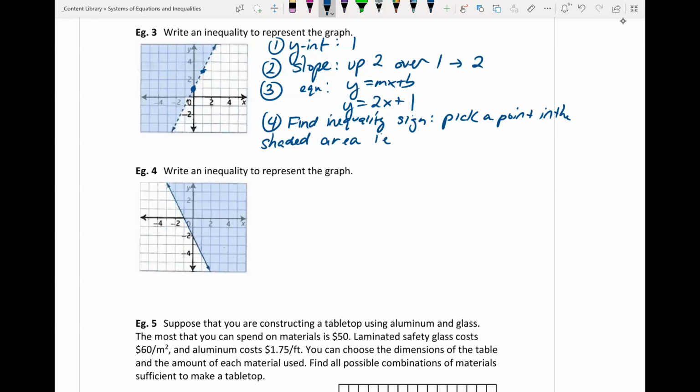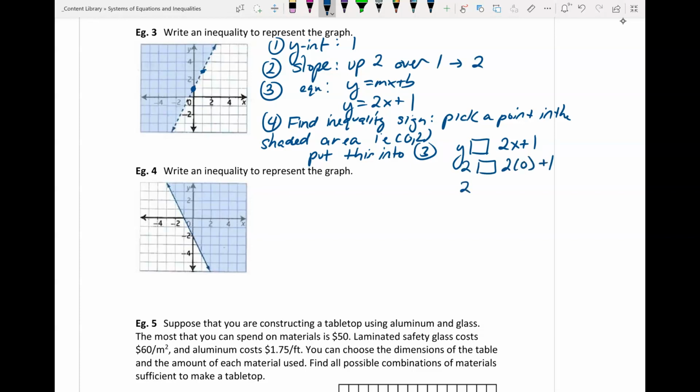And let's just say we pick the point (0, 2) because that's in the shaded area. We're going to put this into what we found in 3, but instead of putting an equal sign in between, I'm going to put a box because we're going to fill that in with the correct inequality later. I'm going to plug in the point (0, 2) for my x and y. So 2 is my y, 0 is my x.